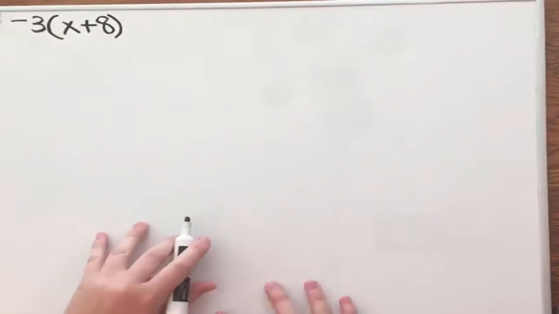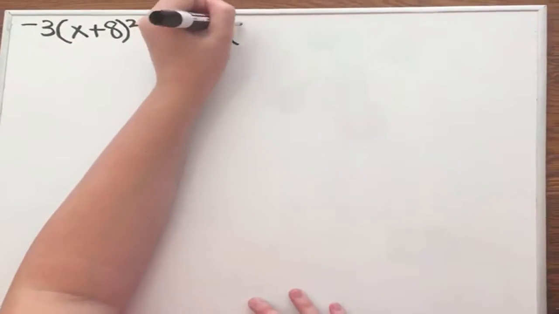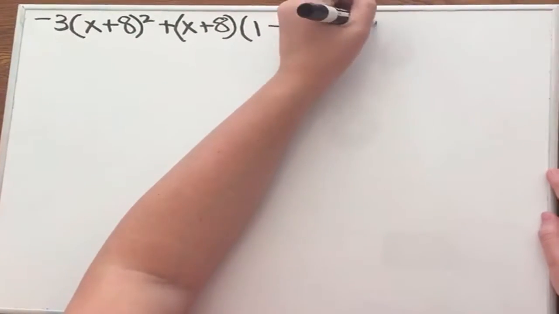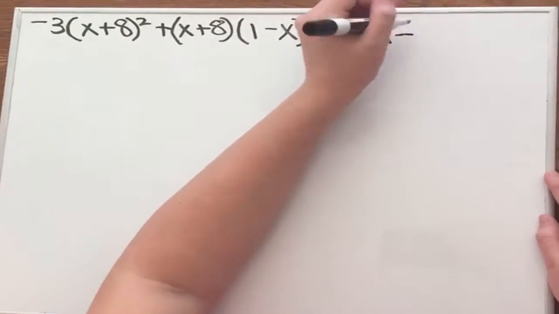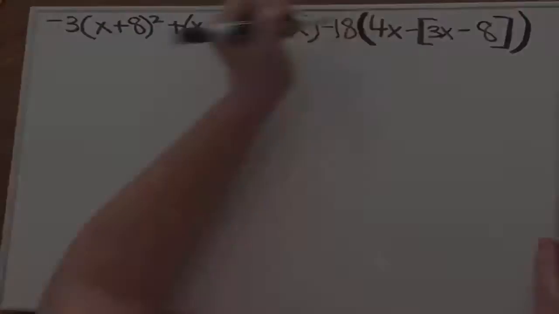My starting expression was negative 3 times (x plus 8) squared plus (x plus 8) times (1 minus x). Then that minus 18 times (4x minus 3x minus 8).